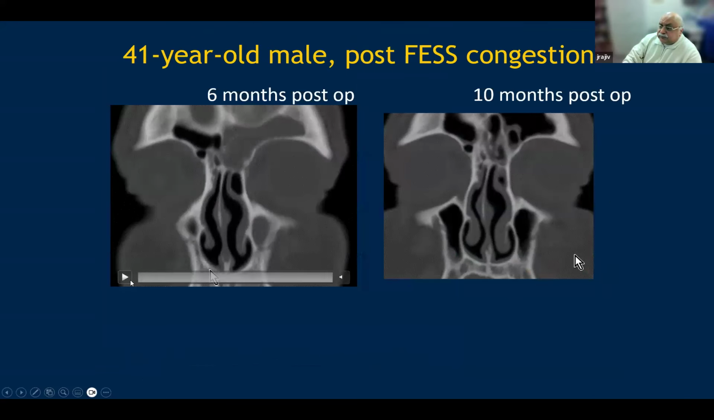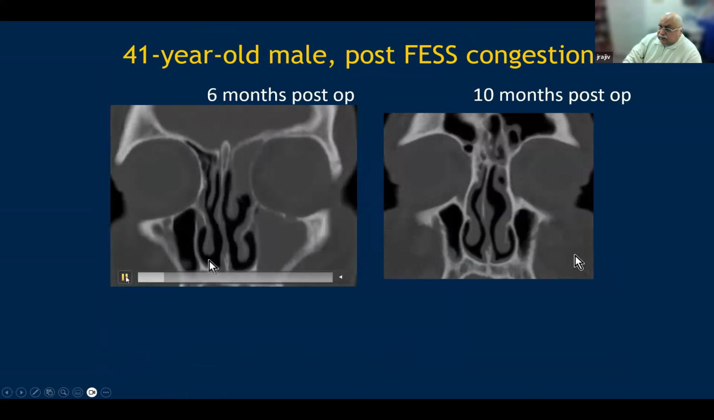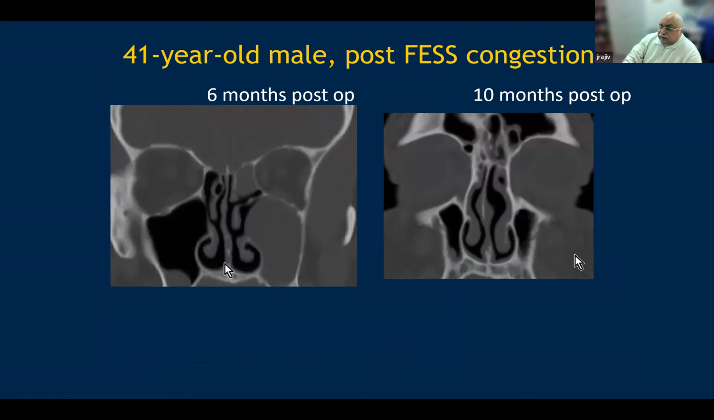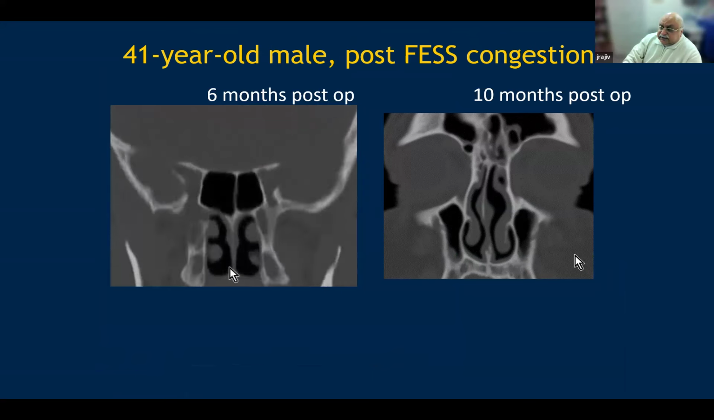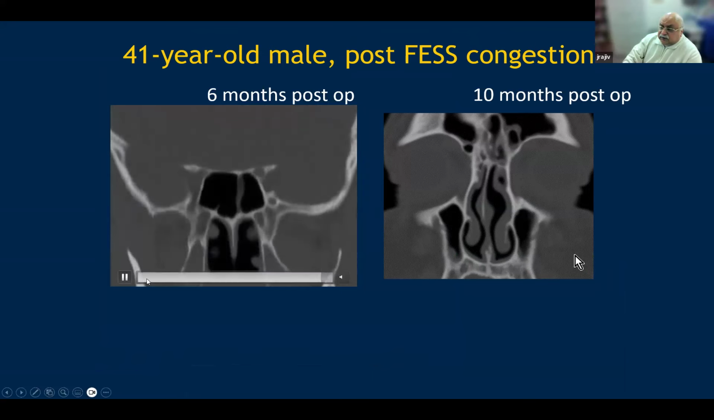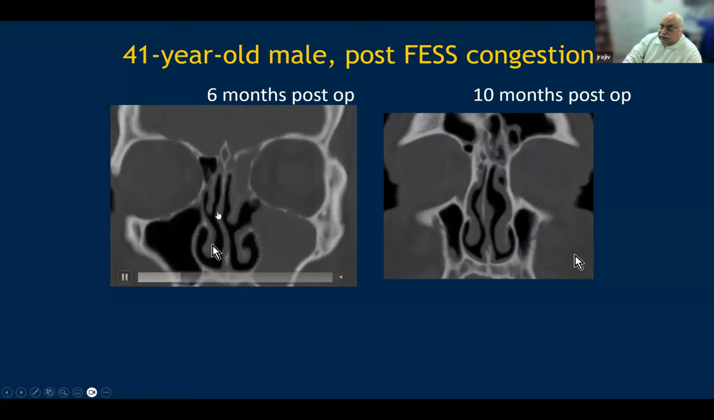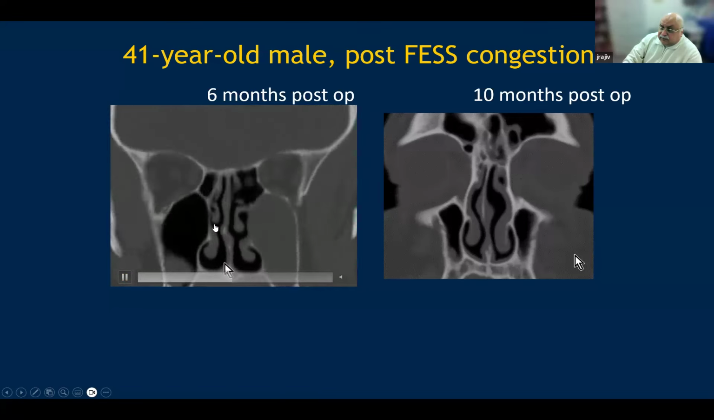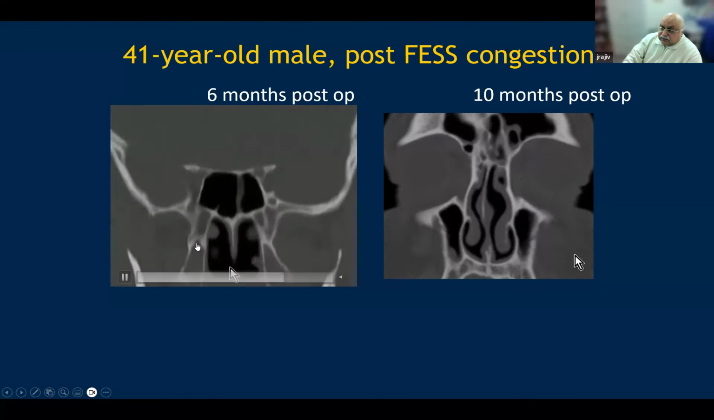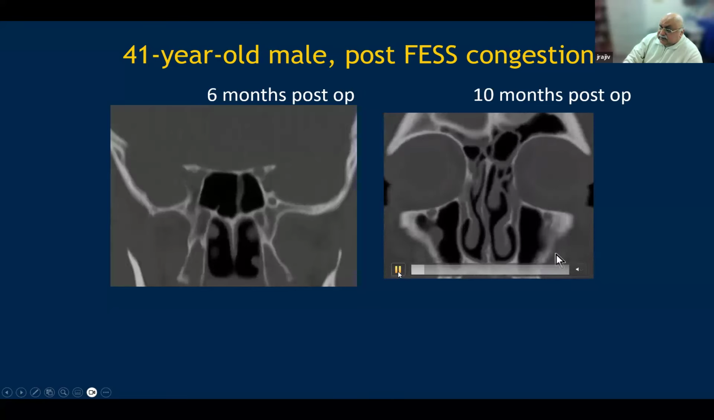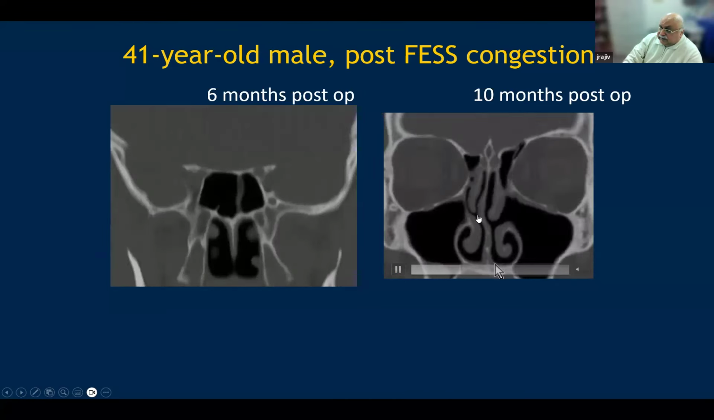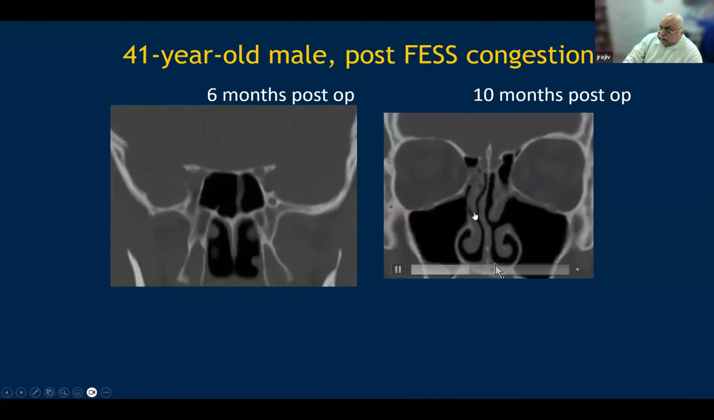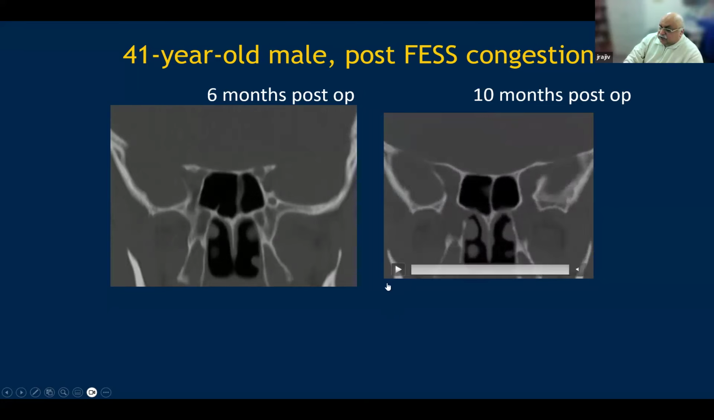This is another example of a very interesting phenomenon which occurs. Just look at the middle turbinate here. This middle turbinate is sort of medialized to one side. And later on, because it's unsupported, it sort of migrates and causes an obstruction to the sinus ostium which you have created.